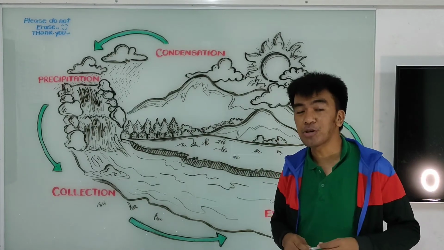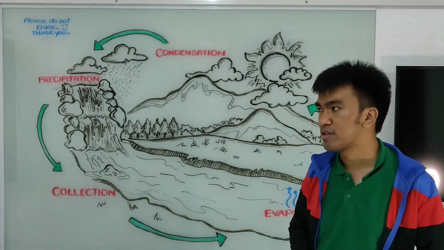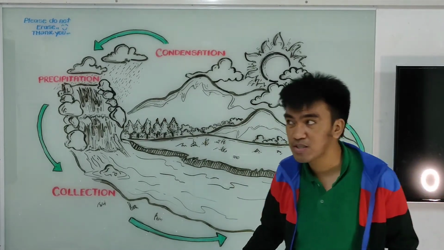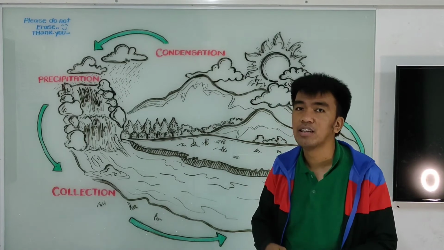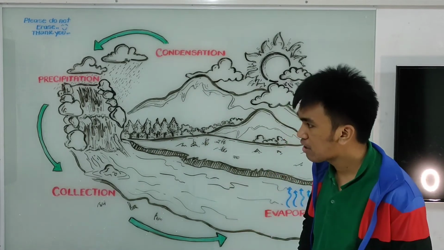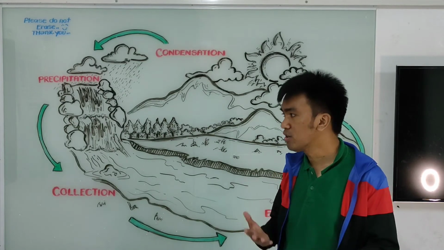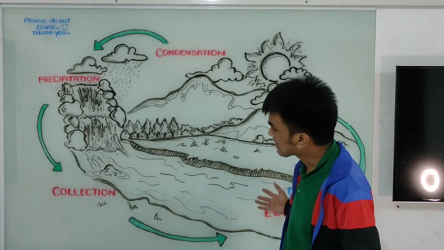Now, what is the importance of the water cycle? Number one, it provides water for us, of course, which is filtered. Humans can drink the water. And also, it provides water for the plants.